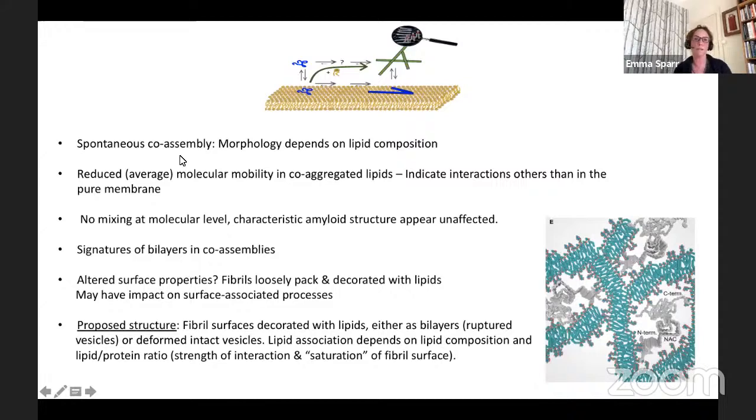On that, we can then end by saying that if protein aggregates in the presence of a membrane, we can have the phenomenon of co-assembly. It happens spontaneously, and we see from cryo-TEM that the morphology depends on the lipid composition, the packing of the fibrils and so on.